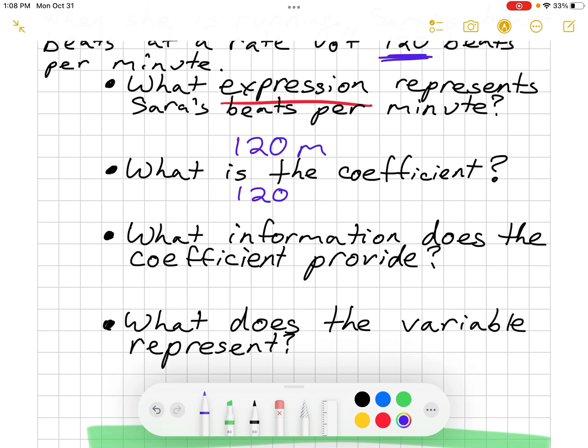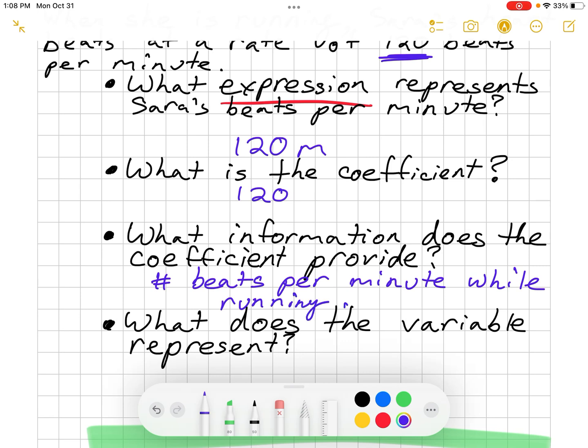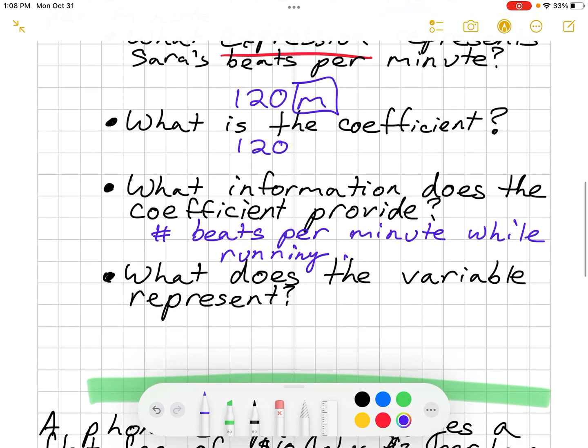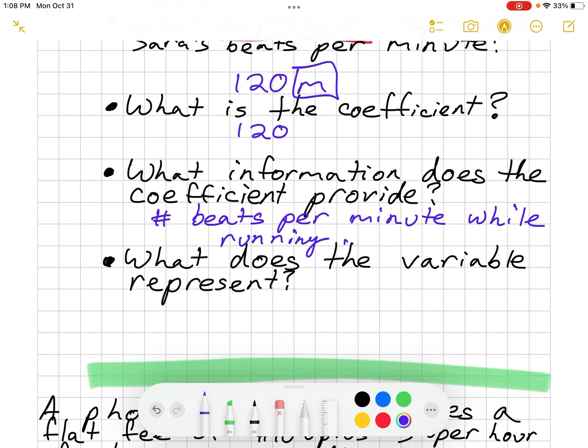And then what information does that coefficient provide? Well, it's the number of beats per minute while she's running. Right? And then the variable, what the variable represents is this m, right? What is it going to represent? The number of minutes that Sarah runs.